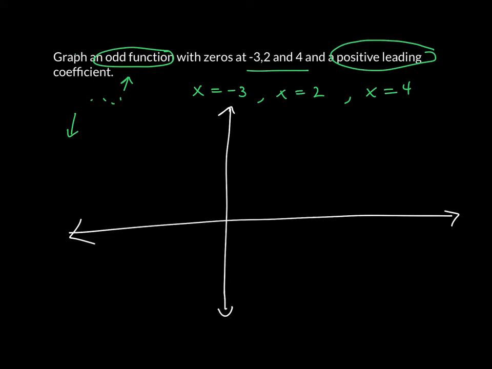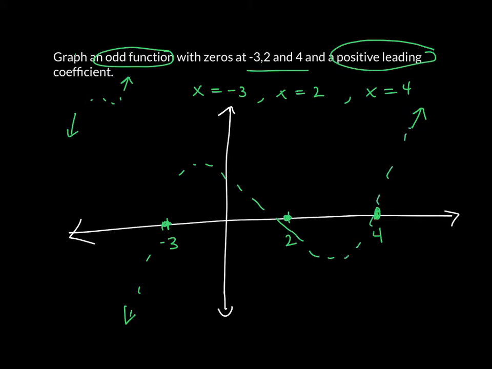So I know the graph is going to start going down and will cross the x-axis at -3, at 2, and at 4, and then end going up. So rough sketch of what this would look like, it's going to have to do something like this. It's going to have to come down and go up.